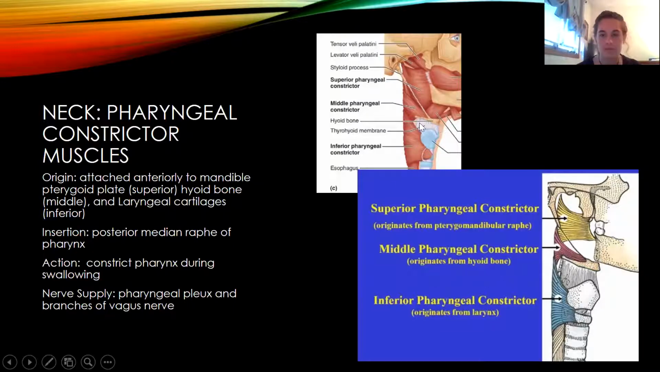So right there, we've got our image. And then the laryngeal cartilages, the pharyngeal constrictor muscles are inferior, kind of near the larynx. And then the insertion is the posterior median raphe of the pharynx, and the action for this is that it constricts the pharynx during swallowing. And the nerve supply is the pharyngeal plexus and branches of the vagus nerve.